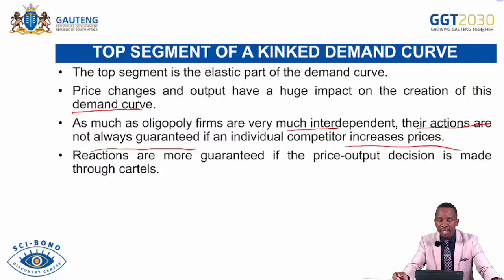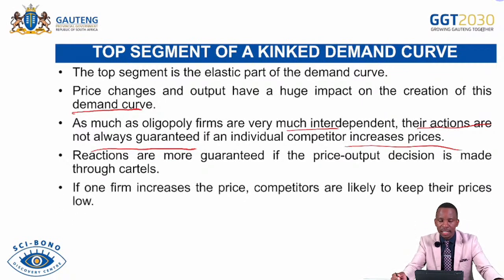Reactions are more guaranteed if the output decision is made through cartels. In that case, they are guaranteed because they are made through cartels or those groupings or associations. If one firm increases the price, competitors are likely to keep their prices lower, which will lead to the firm with the higher price losing its consumers and profits. And then consumer sensitiveness is illustrated by what? By a flat demand curve or top segment, which is relatively inelastic.